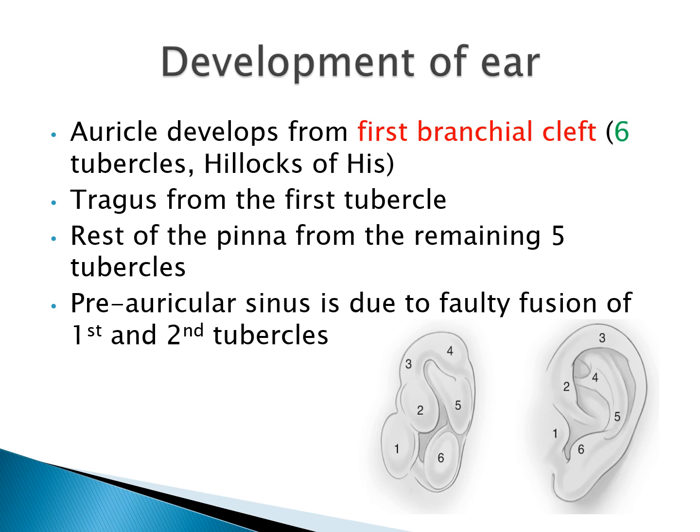So sometimes during the development, there is failure of the fusion of the first and the second tubercle. That leads to the development of the preauricular sinus. So it is a developmental anomaly in which a sinus is seen just in front of the tragus because of the faulty fusion of the first and the second tubercles during development.